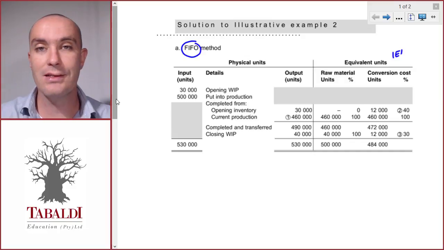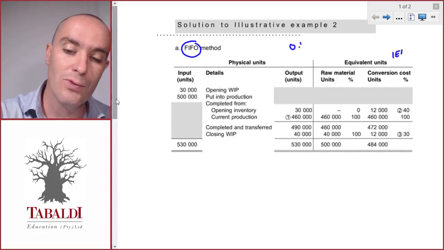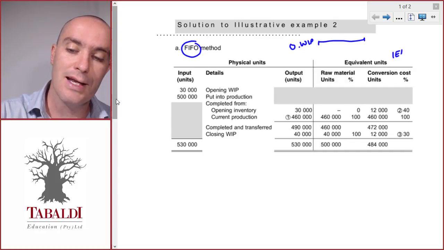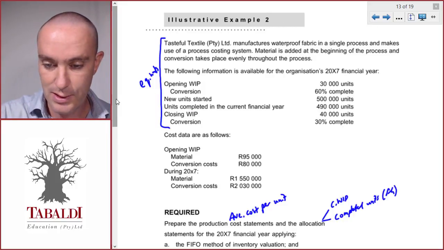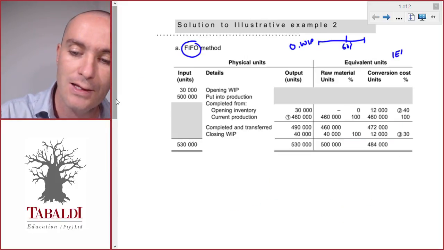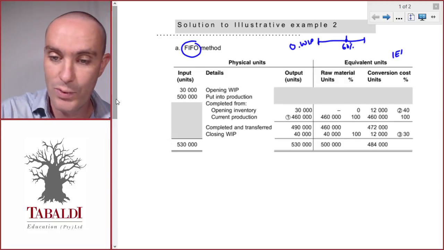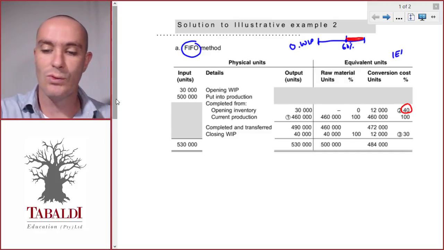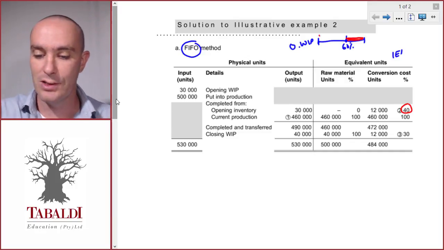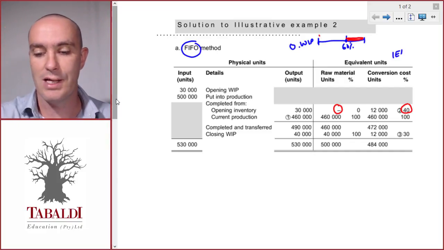So just something to highlight here. Remember, we ignore the opening work in process that has been done in the previous period. So I think opening work in process was 60% complete. So anything up until that point has already been done in the previous period. So we only include all the work that still needs to be done. And that's only the 40% conversion costs because all the material has already been included in the previous period. So we don't include any material. So that's just something important to highlight for the first in, first out method.